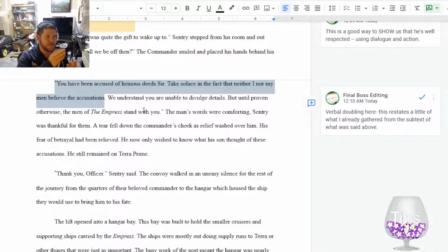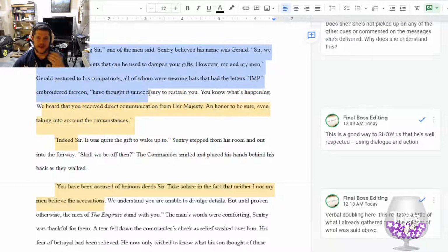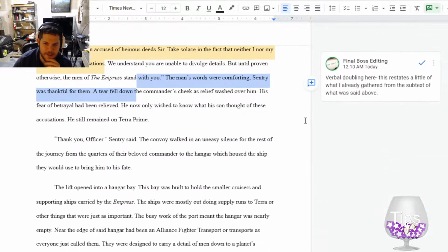But then we explicitly state it here, so that feels like we're just verbal doubling. There was a more subtle method of communicating it up here. The fact that they're not wanting to restrain him, through their actions, you're showing me up here, and then we're getting it told to us again here. So I would consider revising or removing this second section where we're restating what you already did a good job of implying before, that these people are kind of on his side. They don't really buy what they're getting sold.